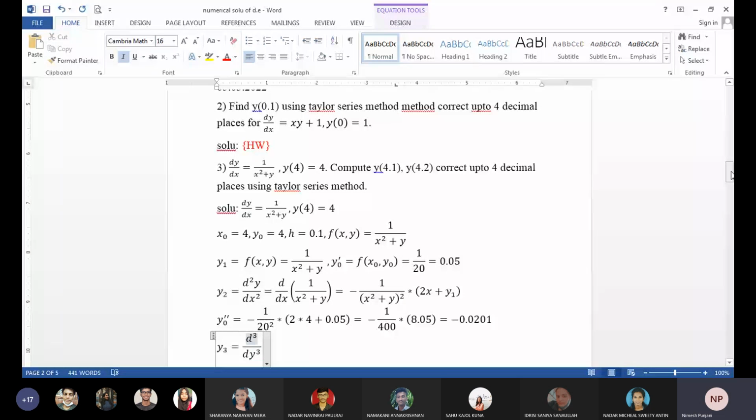What is your y3? y3 is the third order derivative. Sorry, I had written ulta. It is d cube y by dx cube. That is the third order derivative. That means it is derivative of your second order derivative.